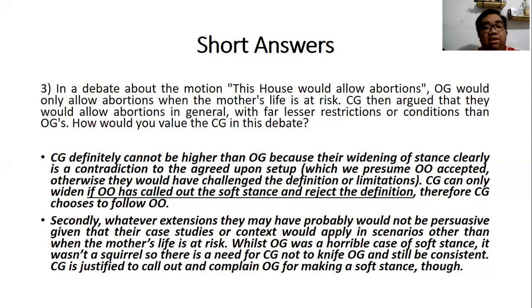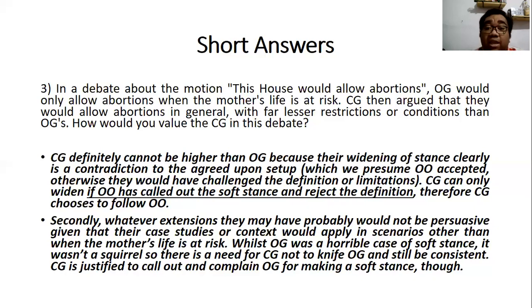The second reason is whatever extensions that closing government may have probably would not be persuasive, given that their case studies or context would apply in scenarios other than when the mother's life is at risk. So given that they're going to talk about, for instance, women who are doing this because of their own choice, the fact that they want to do it because they want to protect their education or their future, et cetera, that obviously would be outside of the purview of the limitations that opening government brought.